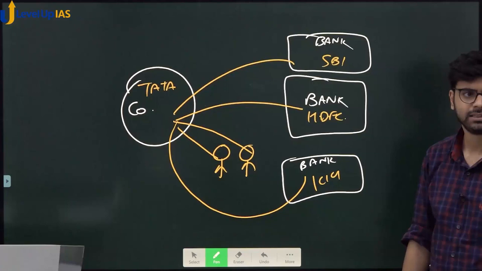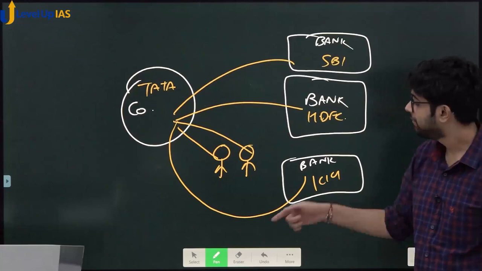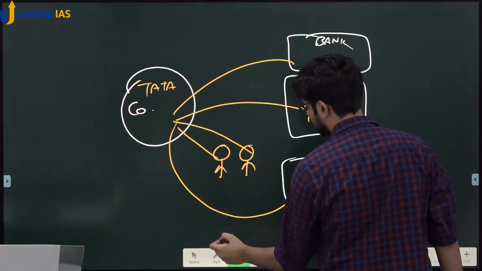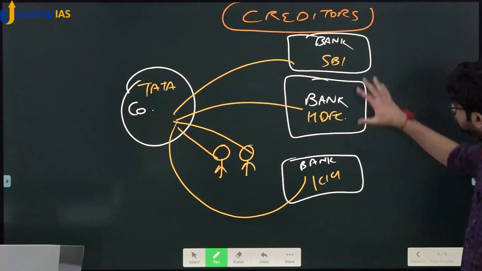Can I say this? Yes, because these are the creditors. Always bear in mind, these are the creditors because they have given something which they want back. He is the debtor because he has taken something. Even the employees are creditors. How? They have given their service for which they need money. He has taken their services. So I will call everyone a creditor. These all are creditors.